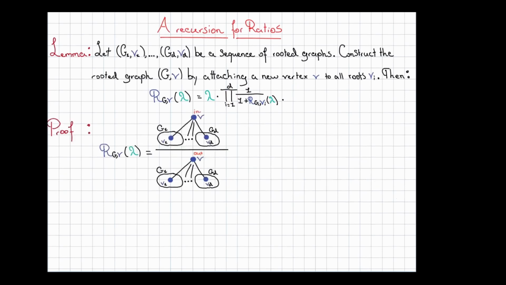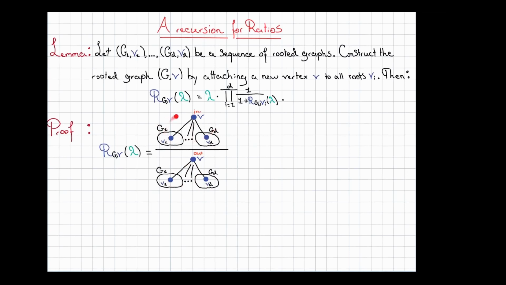I'd like to prove this by picture. So what do I mean? Well, what is the ratio of this newer, bigger graph? Well, it's the independent set polynomial where I sum over all independent sets, where I've stipulated here that I want this vertex in the top, and here on the bottom, I want the vertex out. So this picture kind of represents the polynomial.